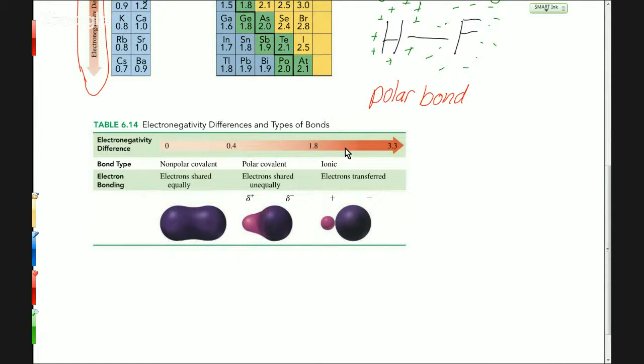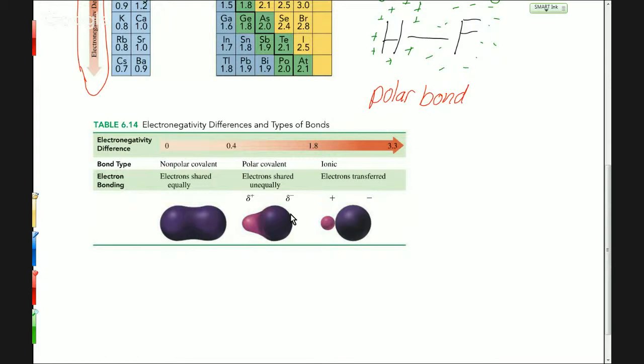If there's a huge difference, around 2 or so, we call that ionic. And we would say in that case, the electrons are actually transferred. And you have a positive ion, cation, and a negative ion, an anion, that are hanging out around each other because they're positive and negative. And then if you have something in the middle, you have this polar covalent situation where the electrons are shared unequally, and you've got a partial positive on one side and a partial negative on the other side.